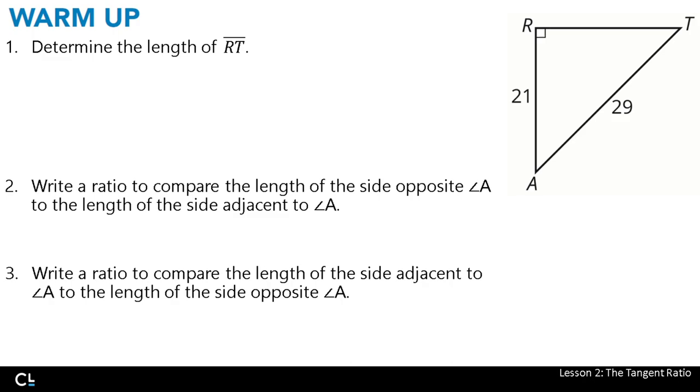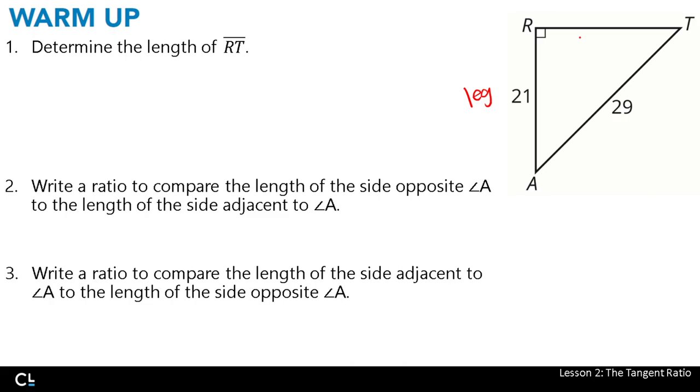So we're starting off, and we have a right triangle here, right triangle ART, where angle R is the right angle, and we're given two sides. We're given RA, which is 21 units, and AT, which is 29 units. So RA is one of the legs, right? That's one way we could think about this, the leg of this right triangle. And AT is going to be our special side because it's across from our right angle.